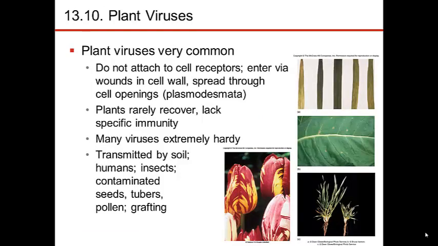We've talked about bacterial-specific viruses and animal cell viruses. Plant cell viruses are also extremely common, and although they are common, no plant viruses are known to infect human beings.